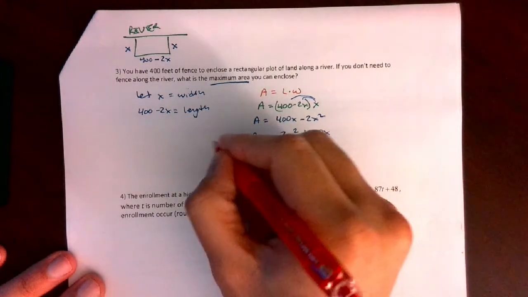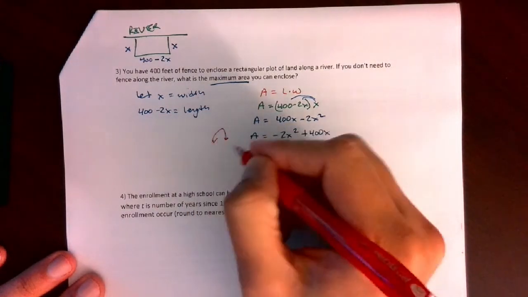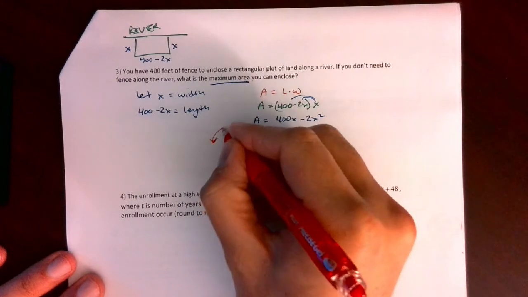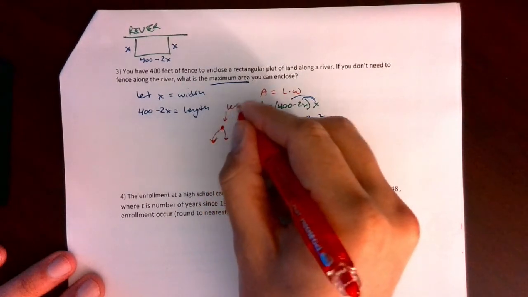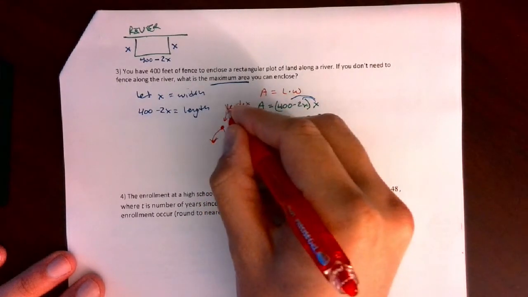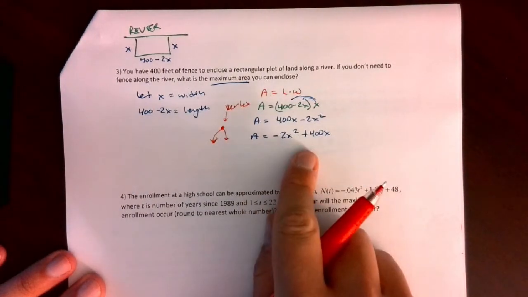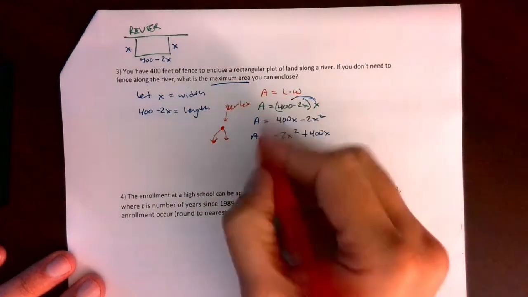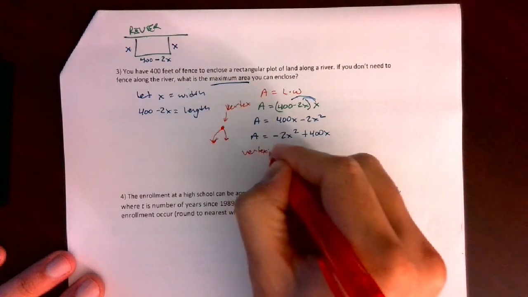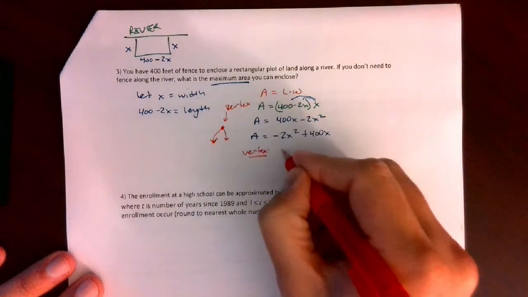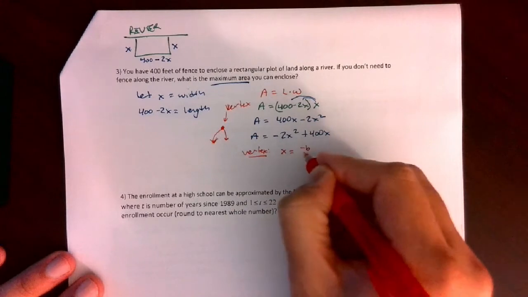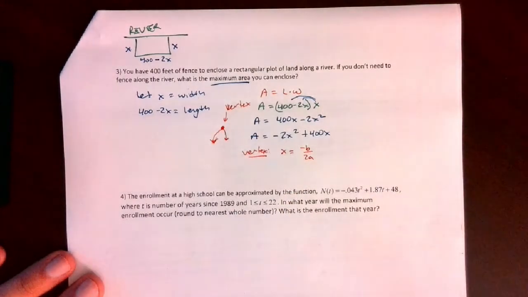Well, it's a parabola that opens downward. So when does the maximum occur? Well, the maximum occurs at the vertex. So what I'm really asking you to find is the vertex for this. So the x value of the vertex, right, because that's how you find the maximum, is x equals negative b over 2a.